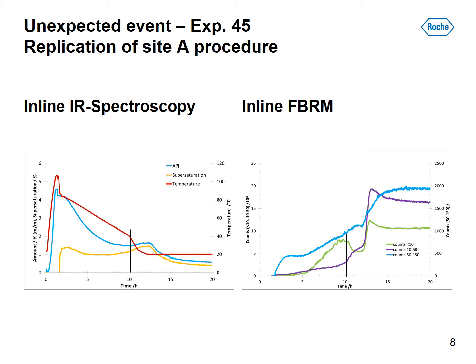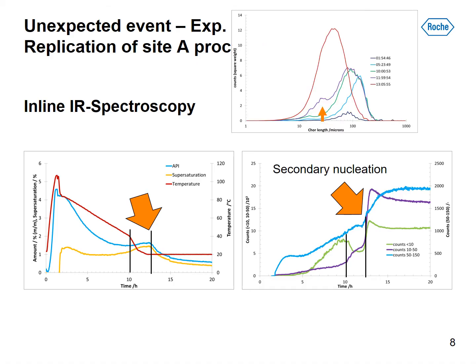At the end of the second cooling ramp, we could also see that the supersaturation goes down very dramatically and that the fines in the FTIR increase. This is an indication for a secondary nucleation, which could also be seen in the FTIR, where we have an increase of the fines.